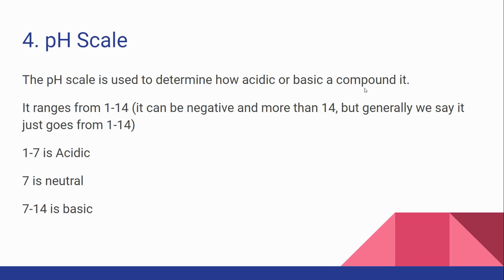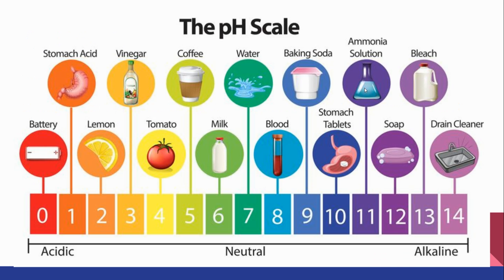And we say 1 to 7 is acidic, 7 is neutral, 7 to 14 is basic. So it kind of looks like this, right? Somewhere in the middle, 7 is neutral. Acidic is all the way from 0 to 7 or 1 to 7. Like I said, the range can go further beyond. It can go beyond 0 and 14, but typically we don't think of it that way. Most things will lie between 0 and 14.